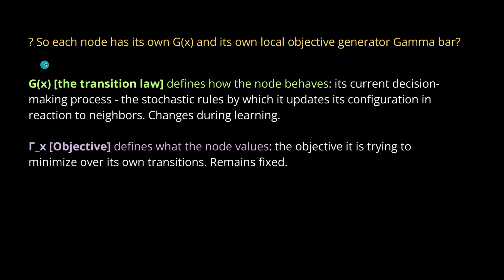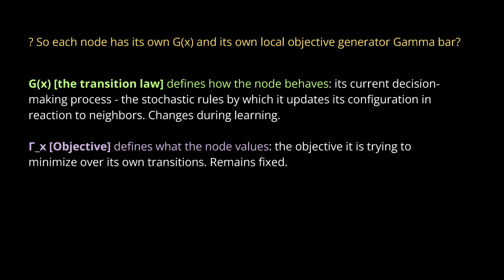So g of x, if you want a transition law, defines how the node behaves in our intelligent fields. So its current decision-making process, the stochastic rules by which it updates its configuration in reaction to the neighbors, in reaction to the message passing that happens. And this g of x will change during the self-learning process, or the learning process in general. Gamma of x is now, careful, our objective function, remember? So this gamma of x defines what the node values, no? So the objective, our optimization, is trying to minimize it over its own transitions. And this is what we define at the beginning, and this will remain fixed.